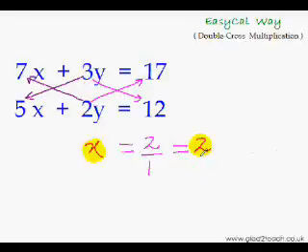And once you have value of one variable, finding the value of other variable, it is very easy. All you have to do is put this value of x in any of these two equations. Let's put it in this equation. So 5 2 times is 10. Now 10 plus 2y is equal to 12. This means 2y is equal to 12 minus 10. 12 minus 10 is 2, and 2 divided by this 2 will be 1. So y is equal to 1.